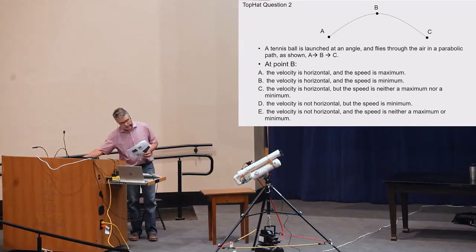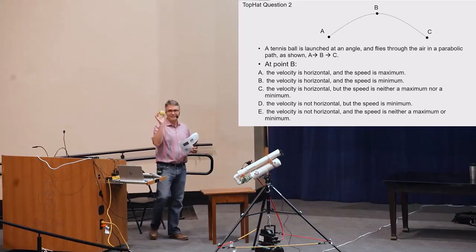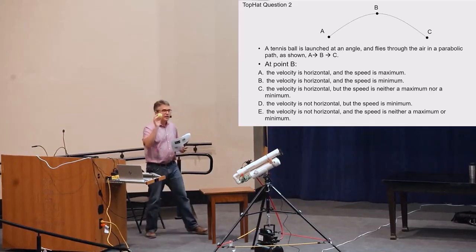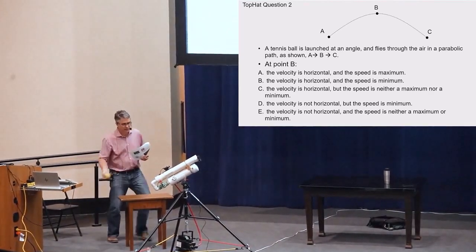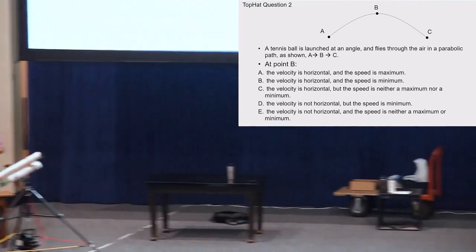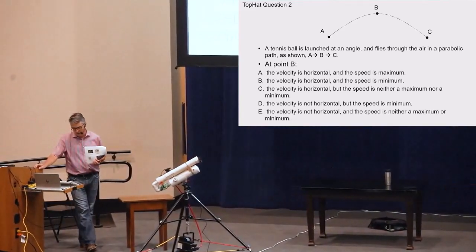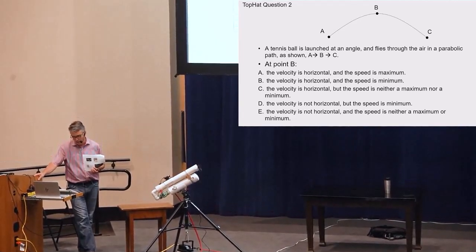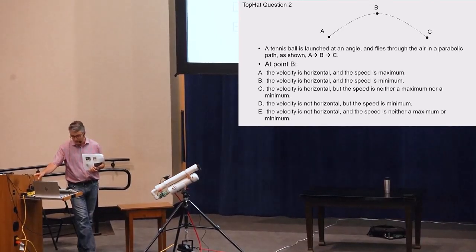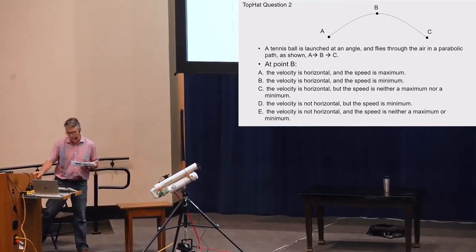So a tennis ball is launched at an angle. It flies through the air in a parabolic path, A, B, C. So A is just after I let it go, and C is just before it reaches that same height again. So it's like A, B, and then C. At point B, is it that the velocity is horizontal and the speed is maximum? The velocity is horizontal, the speed is minimum. The velocity is horizontal, but the speed is neither maximum or minimum. Velocity is not horizontal, but the speed is minimum. Or E, the velocity is not horizontal and the speed is neither maximum nor minimum.